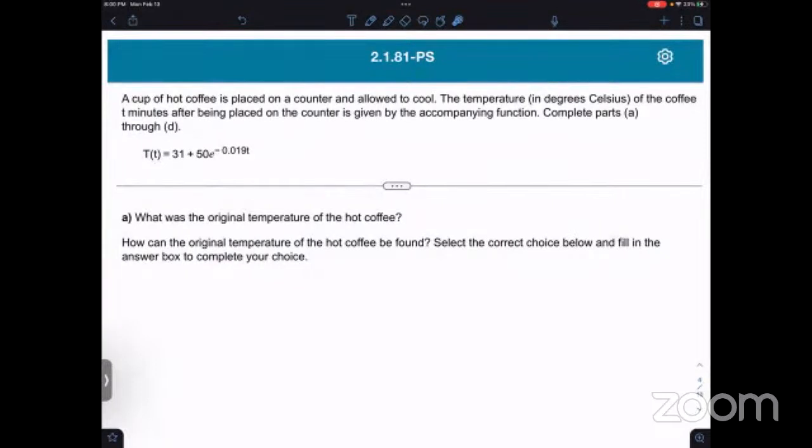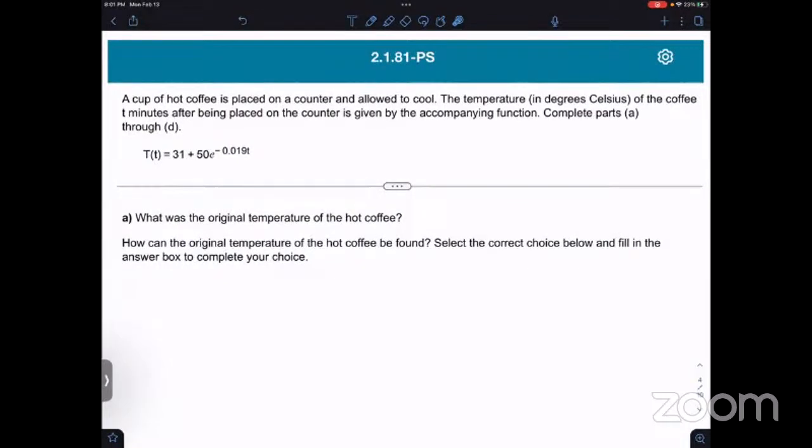So that's the temperature in Celsius t minutes after being placed on the counter. So for part A, it asks us to find what was the original temperature of the coffee. So that's when our time was 0. I kind of want to check this one, right? So if we let t be 0, we're going to have e to the 0, which is 1. So it looks like the original temperature of the coffee was 81 degrees Celsius, right? We just let t be 0.